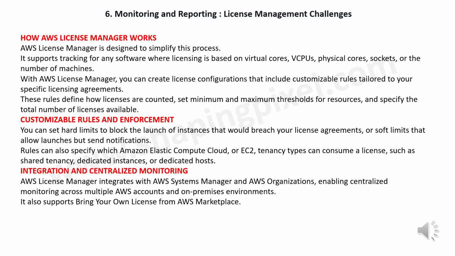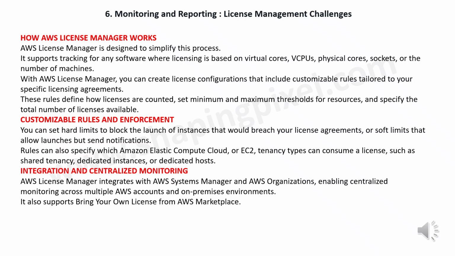It supports tracking for any software where licensing is based on virtual cores or vCPUs, physical cores, sockets, or the number of machines. With AWS License Manager, you can create license configurations that include customizable rules tailored to your specific licensing agreements. These rules define how licenses are counted, set minimum and maximum thresholds for resources, and specify the total number of licenses available. You can set hard limits to block the launch of instances that would breach your license agreements, or soft limits that allow launches but send notifications.